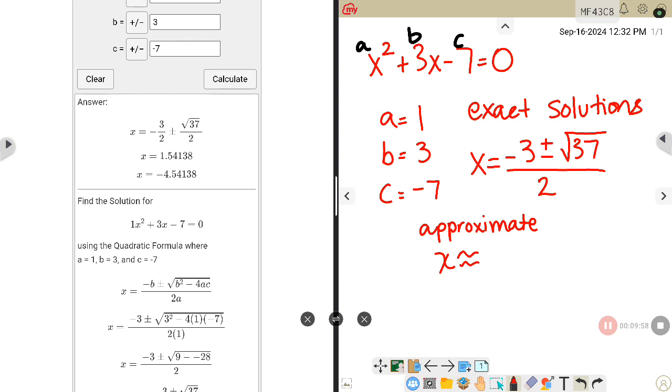So when I round this, I'm going to have 1.541, and then I'll round that decimal up to a 4. Then my other approximate solution is the negative 4.5414.